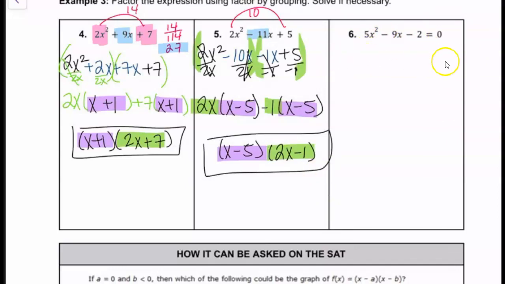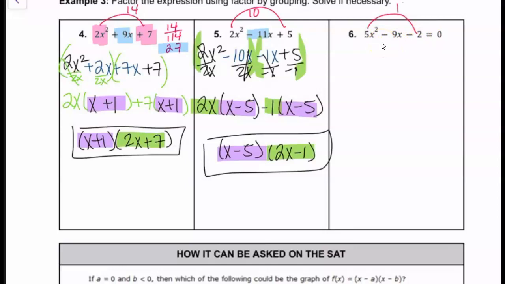Finally here, we're going to solve. Now, the instructions say solve if necessary. Notice the difference between all of these is this one has an equal sign. You still follow the same rules, except you just ignore the equal 0 till the end. So we're going to ignore this for now. And when I say multiply the first and last, do not multiply it by the 0, just by this expression on the left side.